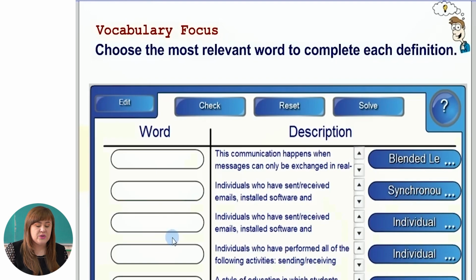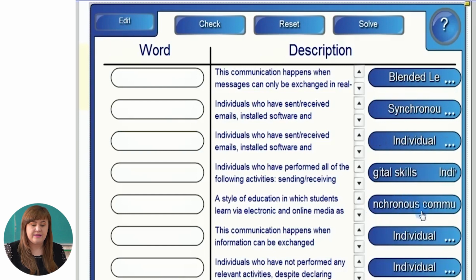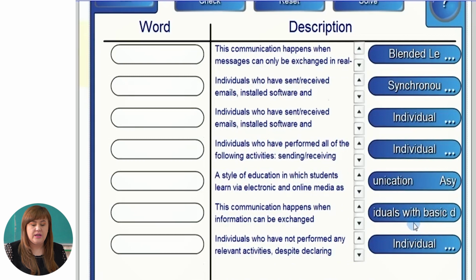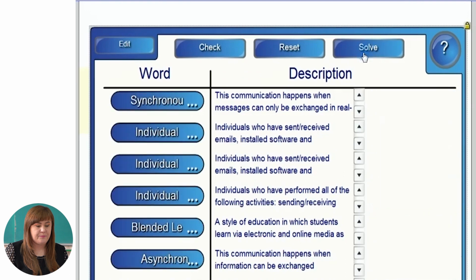Further, we will be able to identify the meaning of the given criteria. The main criteria are as follows: blended learning, synchronous communication, individuals with no digital skills, individuals with above basic digital skills, asynchronous communication, individuals with basic digital skills, individuals with low digital skills. Let us see.